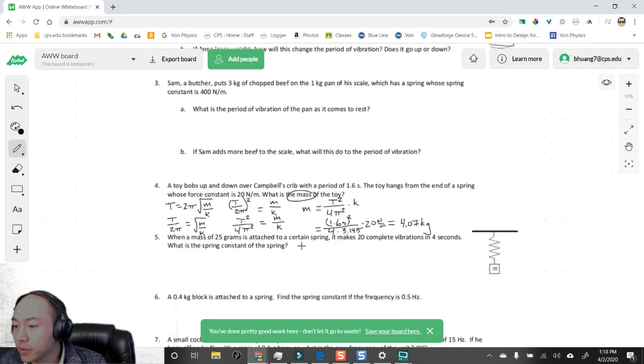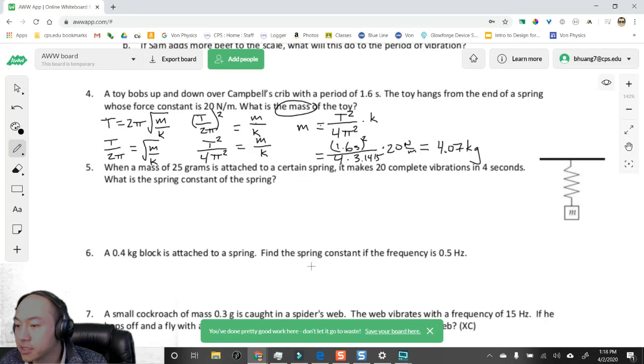The second one, number 5, is asking us to solve for the spring constant. So we're going to have to do the same algebra steps, but instead of solving for M, we're going to solve for K. So we'll just read the problem. When the mass of 25 grams is attached to a certain spring, it makes 20 complete vibrations in 4 seconds. What is the spring constant of the spring?